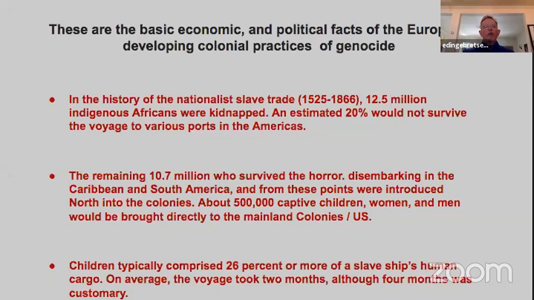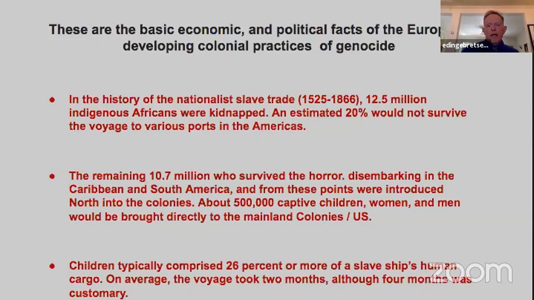From these points, introduced north into the colonies. 500,000 captive children and women and men are brought directly to mainland colonies in the US. And you know where they land? Charleston, of course, in the slave market, which even today is all gussied up. And so we're in the business now of funding memorials for enslavement. And my question is, are memorials trophies, or what's happening and who's celebrating this?